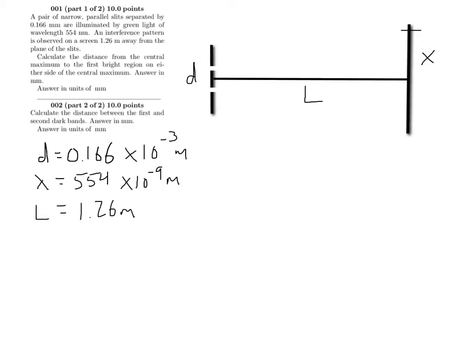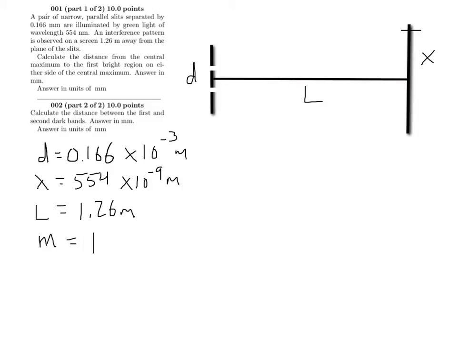And then it says calculate the distance from the central maximum to the first bright region. First bright means that M is going to be 1. So I'm going to have one wavelength away will get me from the center maximum to the first bright region, because that's going to be a difference in path length between these two of 1 wavelength.